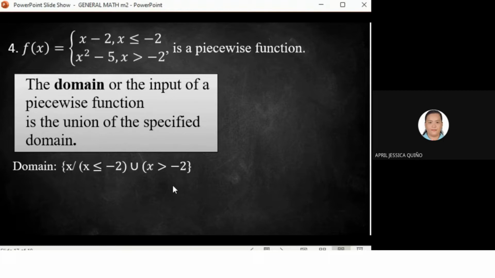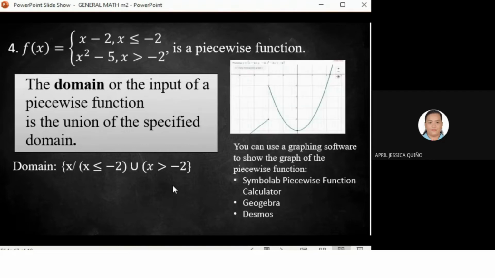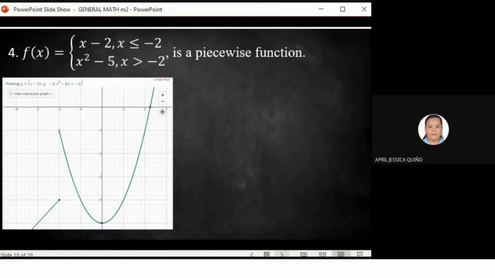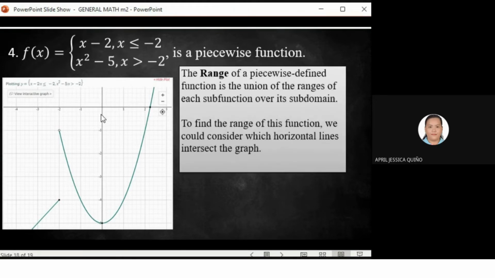So, madali lang hanapin yung inyong domain kapag meron kayong piecewise function. So, how about the range? In order for us to find the range of the piecewise function, we need to use a graphing software such as Symbolab, piecewise function calculator, GeoGebra, or Desmos. You can use any of those. Here, I actually used the Symbolab piecewise calculator and I got this graph. The range of a piecewise function is the union of the ranges of each subfunction over its subdomain.